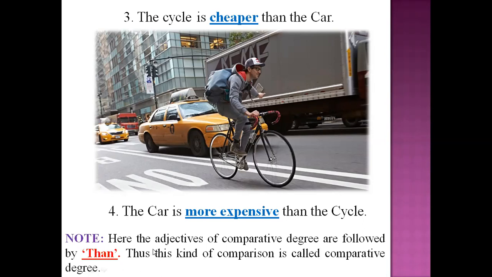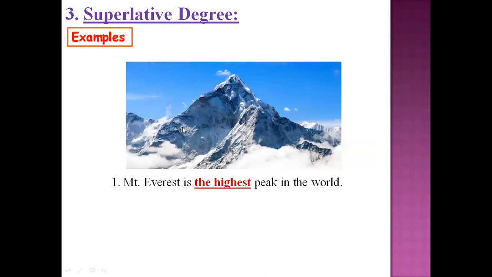And here the adjectives of comparative degree are followed by "than". Thus, this kind of comparison is called comparative degree. For comparative degree, we use a suitable conjunction word, that is "than". So if we see any sentences using "than", then that comparison is called comparative degree. Then we go for the third kind of comparison, that is superlative degree.